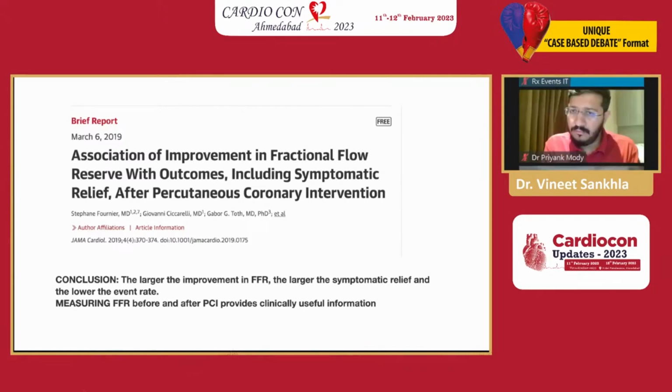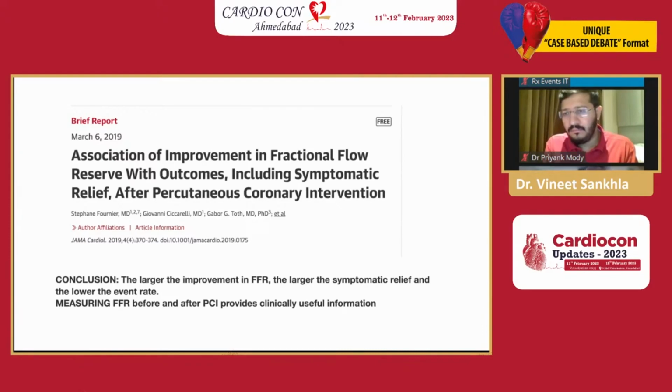The people who are pro imaging always say that the optimization of PCI is much better with imaging. But in fact, even with a physiology study, if you prove that the post PCI FFR is at least 0.95, that indicates that the PCI is optimized, the stent is optimized, and there are very low chances of future events.